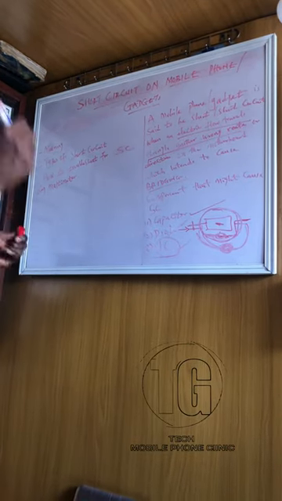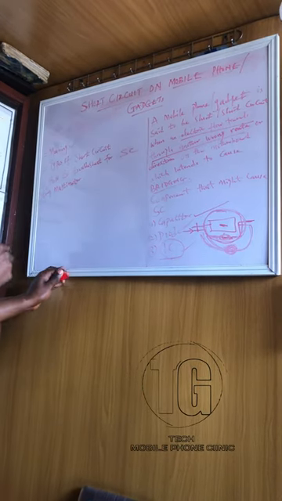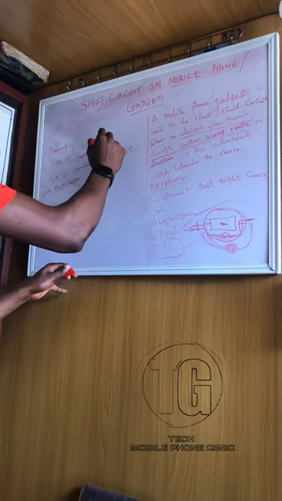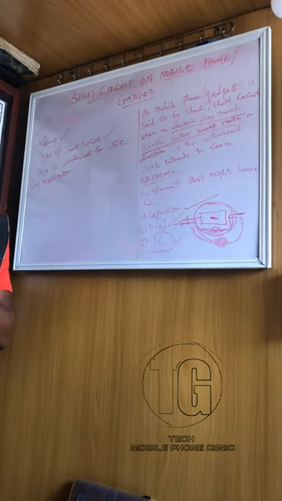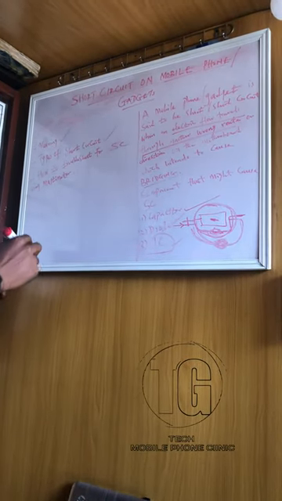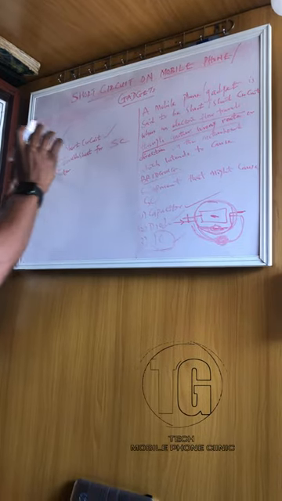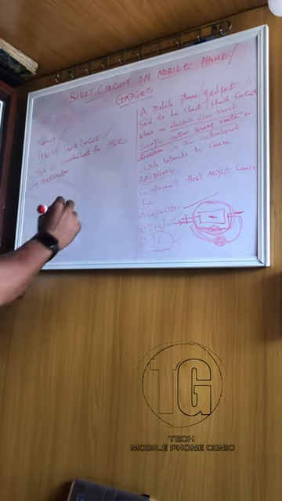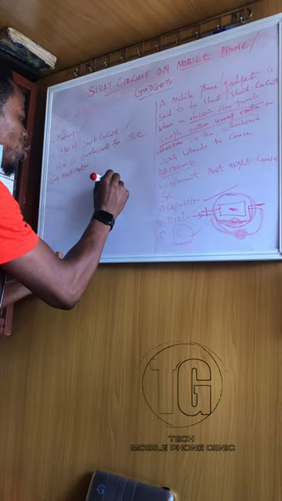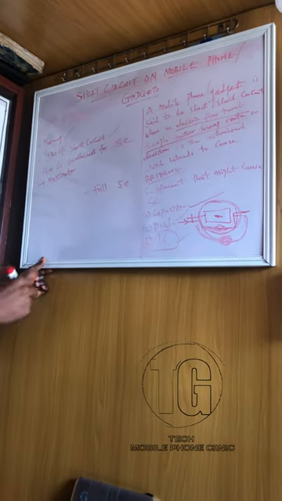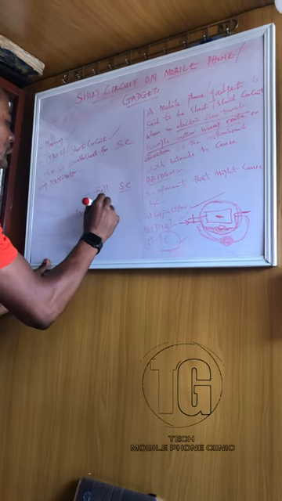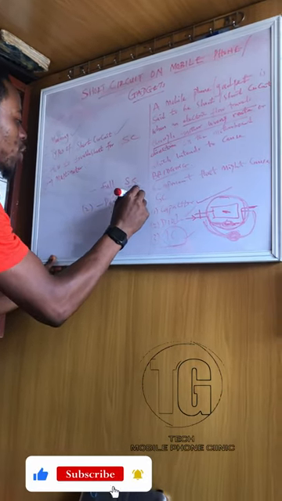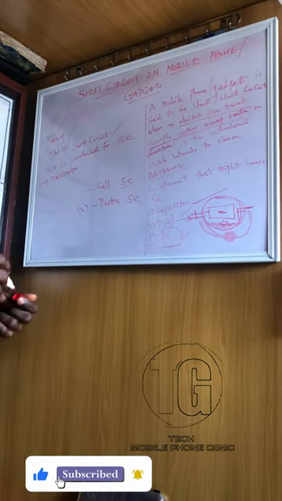Now, we've talked about the meaning of short circuit. Now we'll be talking about types of short circuit. Oh guys, I'm not fast. So we have types of short circuit. One, we have the full short, that is SC short circuit. Then two, we have the partial short.